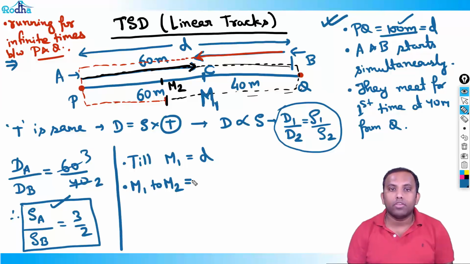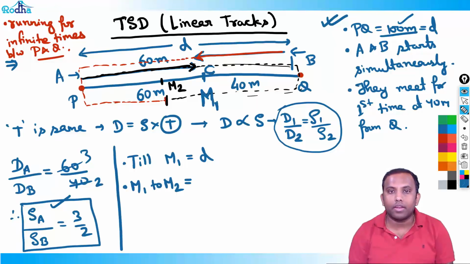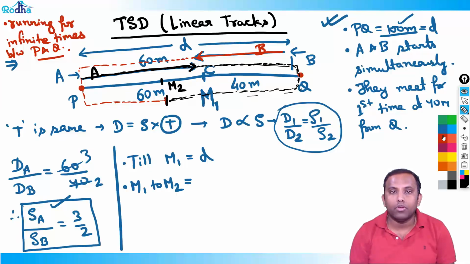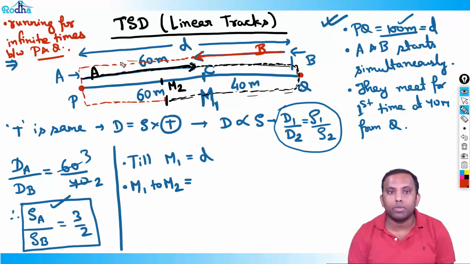Now see here. You see B's path here, which I have shown in this red one, and in black I have shown A's path. You see here, from M1 to M2, this dotted line. This is the path of A from here to here, and this red line is the path of B from here to here.